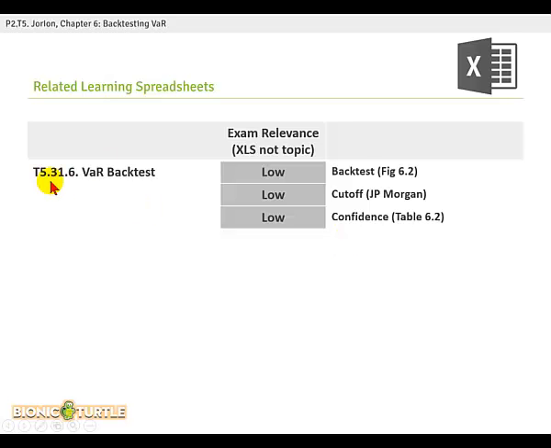The associated workbook is file name T5.31.6, VaR backtest, 31 because this is reading 31 in the Part 2 FRM, 6 because it's Chapter 6 in that book. This workbook contains 3 worksheets, backtest, cutoff, and confidence intervals, which simulate where I've basically replicated examples in the chapter, but I've tagged all of these as low relevance in terms of the exam.